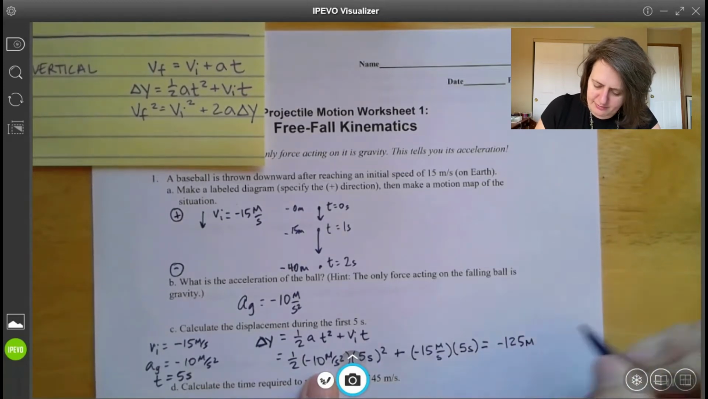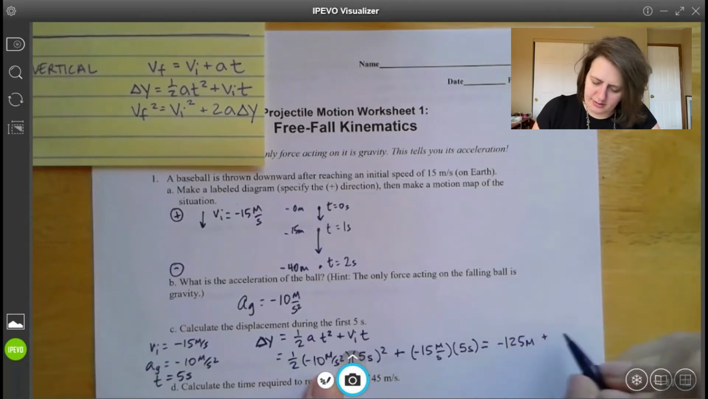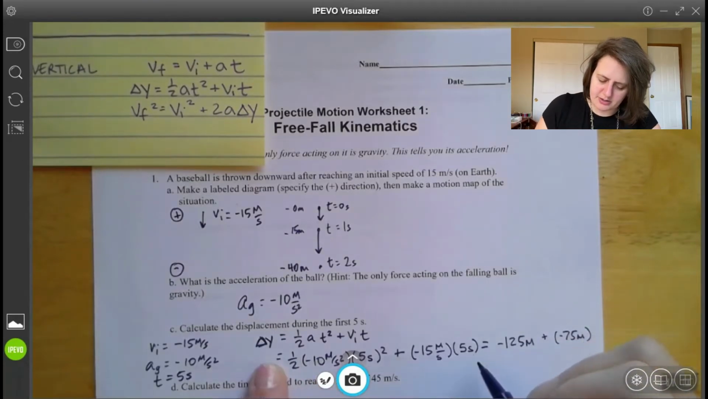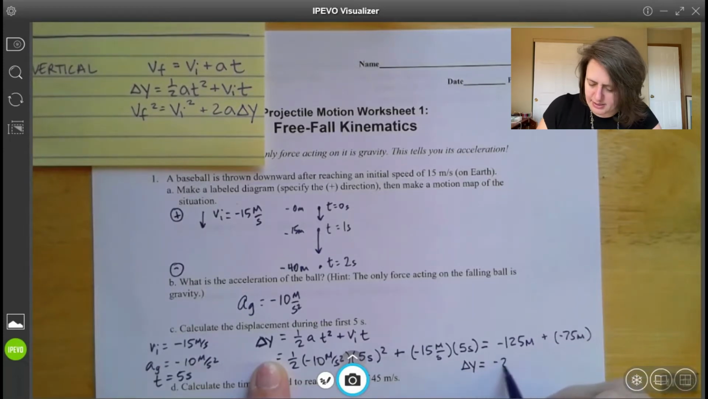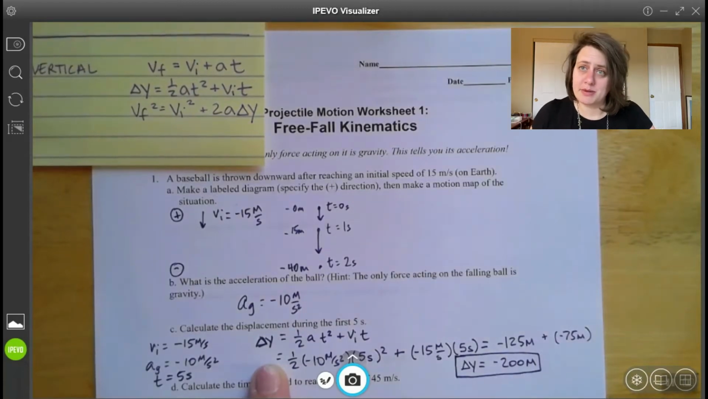minus 125 meters, so 125 meters down for this first section, plus another minus 25 meters for the second part of our equation. So this change in position then is going to be minus 200 meters. I'm not sure where this baseball player was standing that he could throw something downward 200 meters, but he did it.